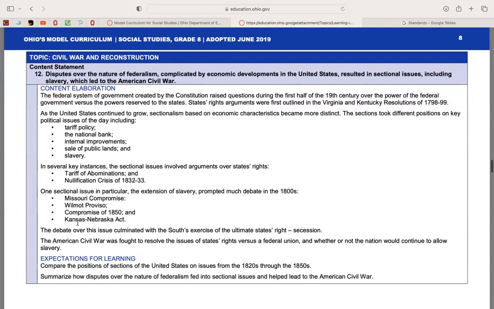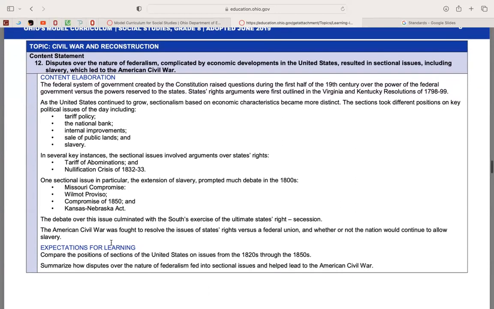we have to accomplish all of this and come to the conclusion with the expectation for learning. So at the end of this standard, whenever you finish however many lessons you conduct with it, students should be able to compare the positions of sections of the United States on issues from the 1820s through the 1850s, and then summarize how disputes over the nature of federalism fed into sectional issues and helped lead to the Civil War. So your job is to make sure that they can do that.